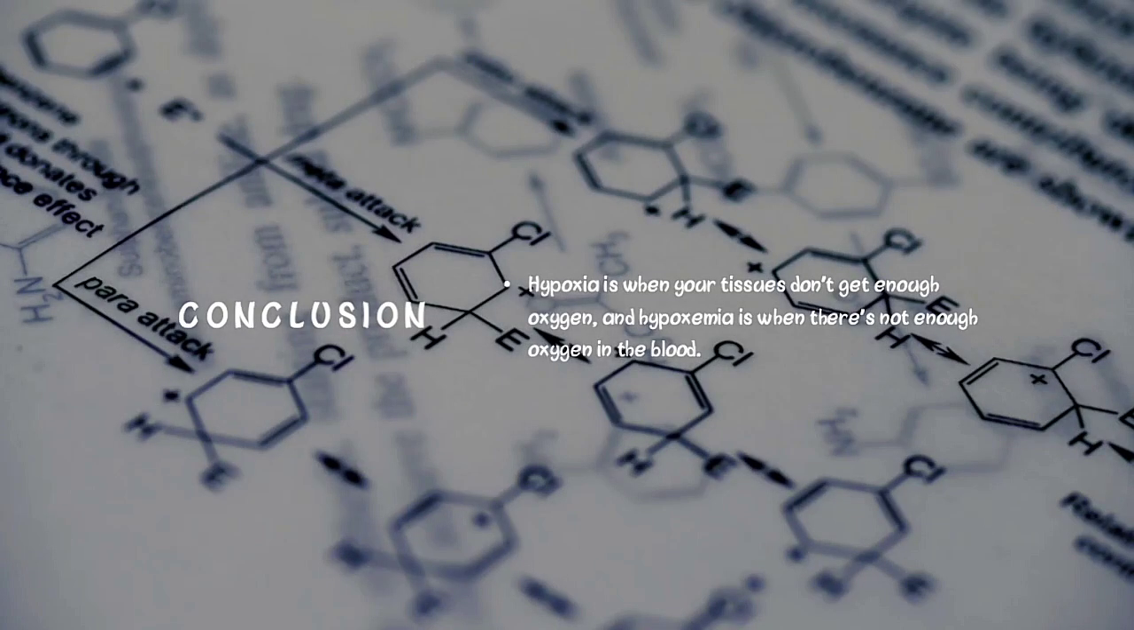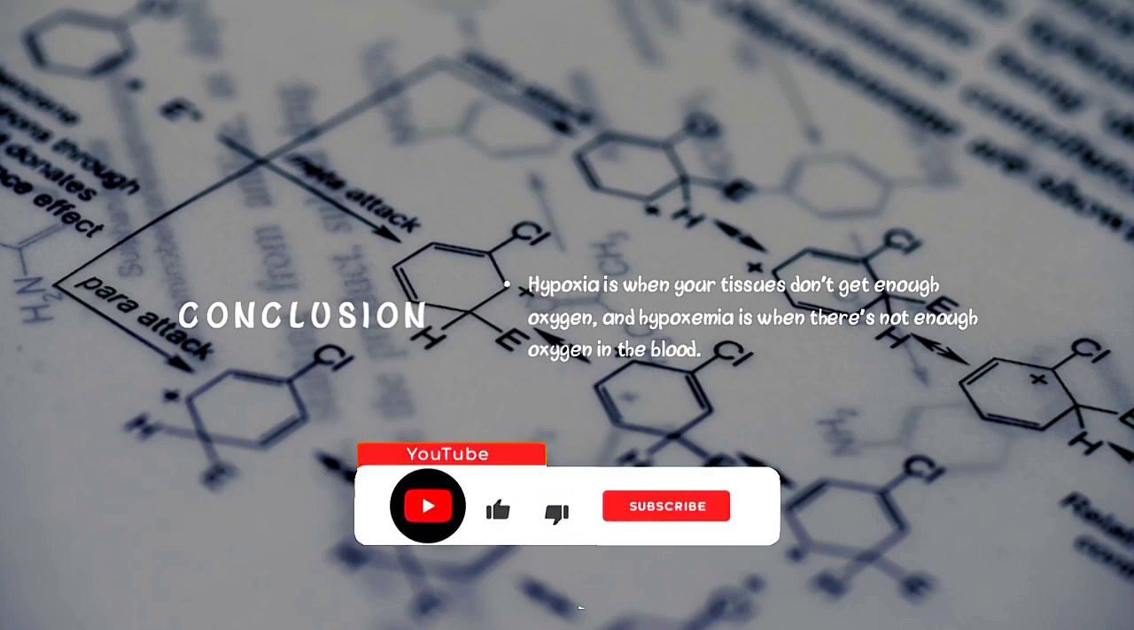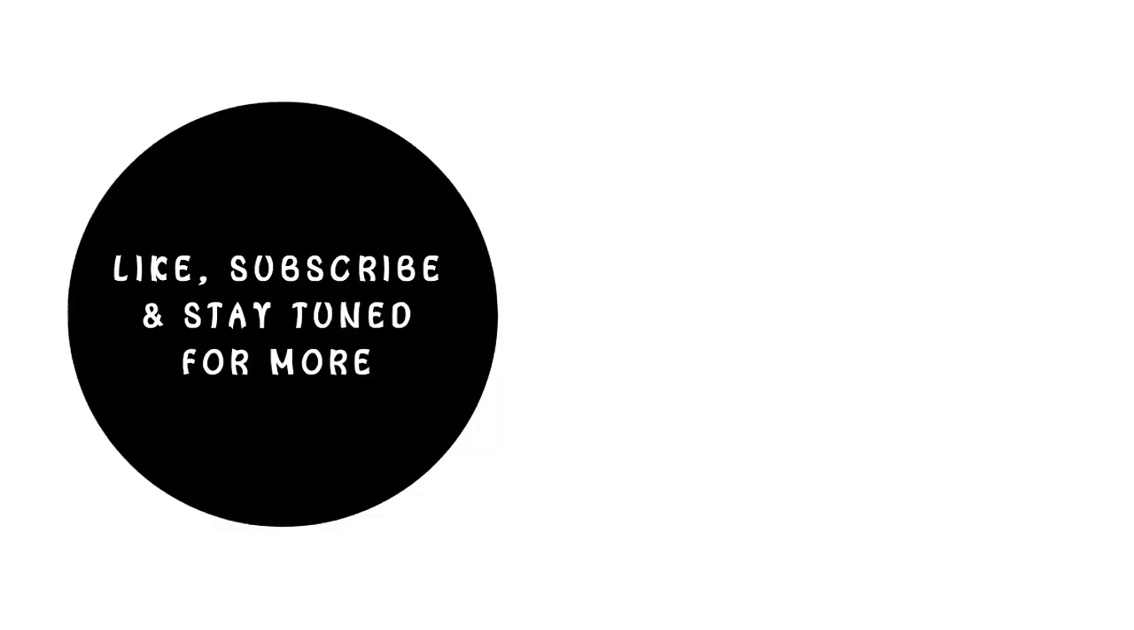So, to wrap things up, hypoxia is when your tissues don't get enough oxygen, and hypoxemia is when there's not enough oxygen in the blood. While they're closely related, they're not the same thing, and it's important to understand the distinction. I hope this video helped clarify the differences between these two terms.